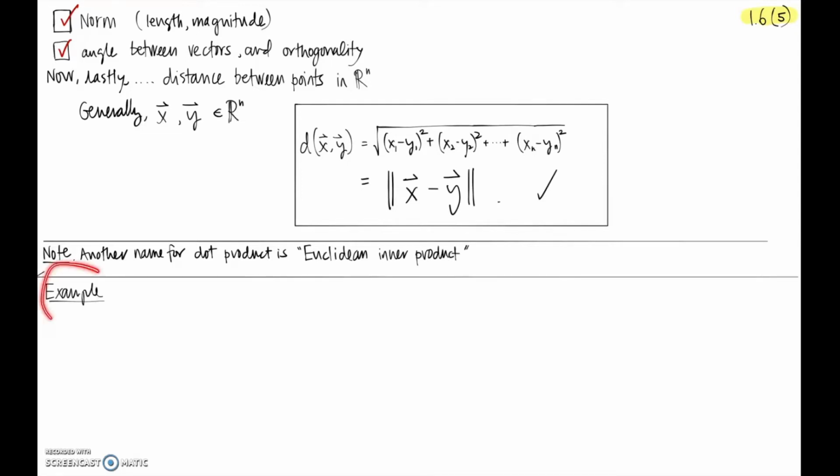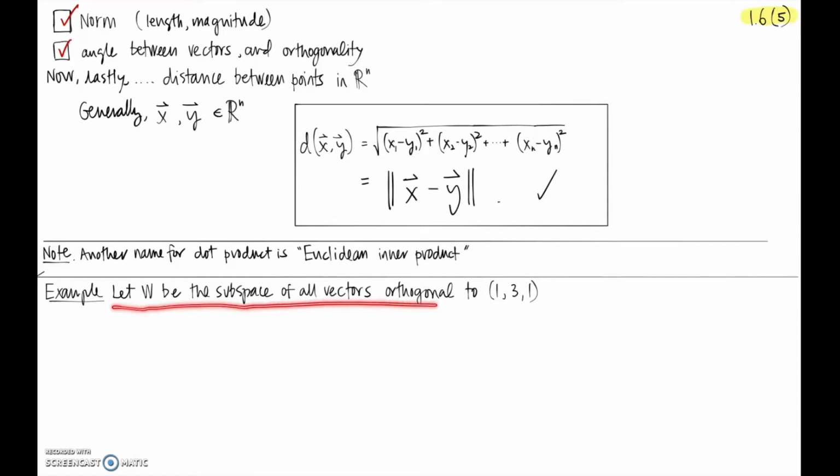Okay, last example for this section. This has been a really meaty section, a lot of material in here, and we're on our last example. So here is our job to do. Let W be the subspace of all vectors orthogonal to (1, 3, 1). So that is a subspace, I'll tell you that. So the set of all vectors orthogonal to that, and we're going to find three things. We're going to find a basis for this subspace, we're going to find the dimension, which won't be hard after we find the basis, and what does this look like?